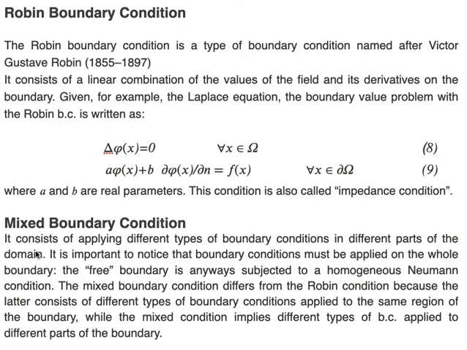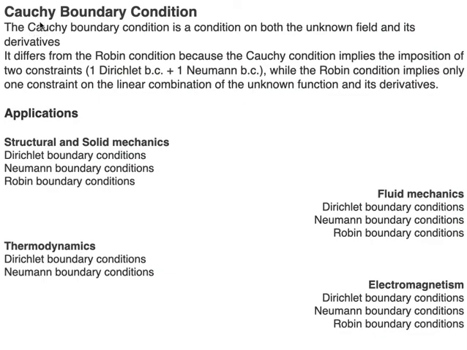In mixed boundary conditions, different types of boundary condition are applied on different parts of the domain. It is important to notice that the boundary condition must be applied on the whole boundary. The free boundary is anyway subjected to homogeneous Neumann boundary condition. The mixed boundary condition differs from the Robin condition because the latter consists of a different type of boundary condition applied to the same region of the boundary, while a mixed condition implies different types of boundary conditions applied to different parts of the boundary.